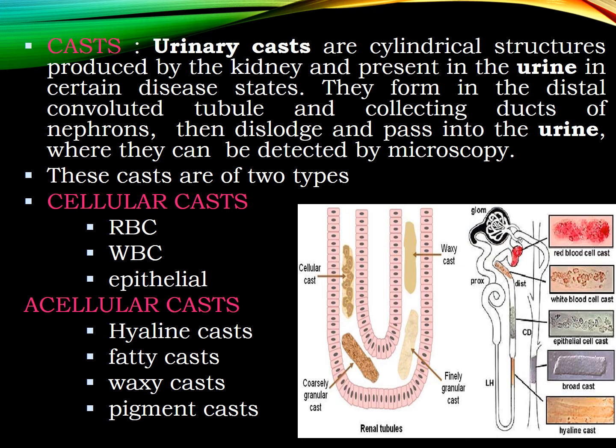There are mainly 2 types of casts: cellular casts and acellular casts. Cellular casts are RBC, WBC and epithelial cell casts, and acellular casts are hyaline cast, fatty cast, waxy cast and pigment cast.